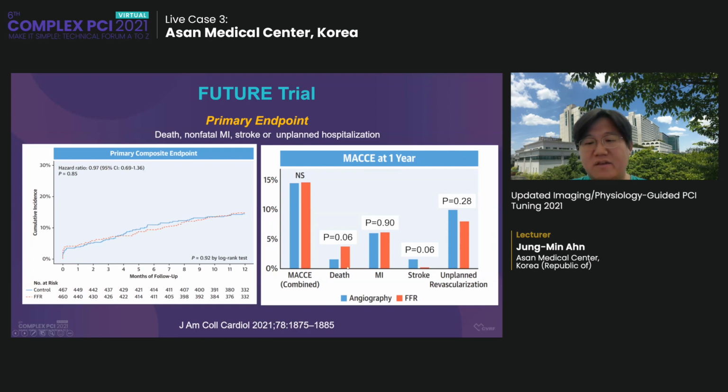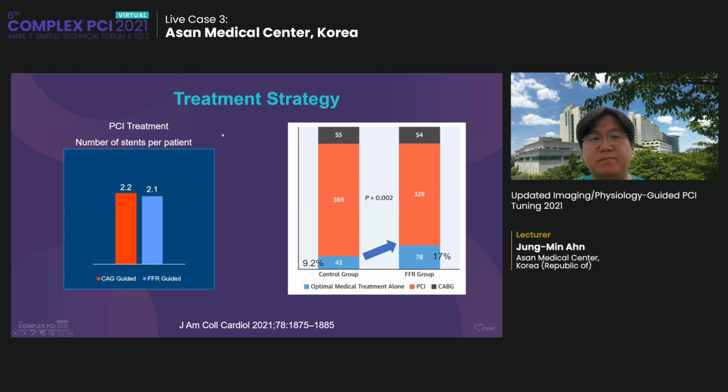Regarding death, it was numerically higher in the FFR group, but for the other critical endpoint, stroke, it was the opposite, higher in the angio-guided group. Unplanned revascularization was also higher in the angio-guided group. So MACE showed no difference. Another interesting point is that in patients who underwent PCI, angio-guided versus FFR-guided, the number of stents per patient showed no difference. But regarding the treatment strategy, medical treatment of patients increased two-fold in the FFR-guided group. Overall event rate showed no difference, but more patients can be treated medically.